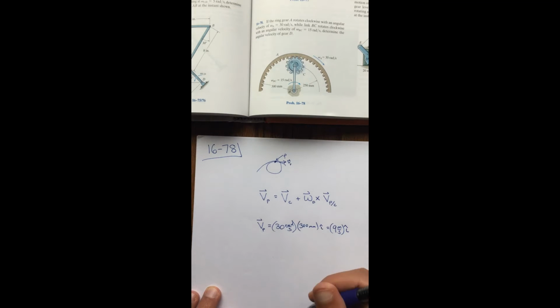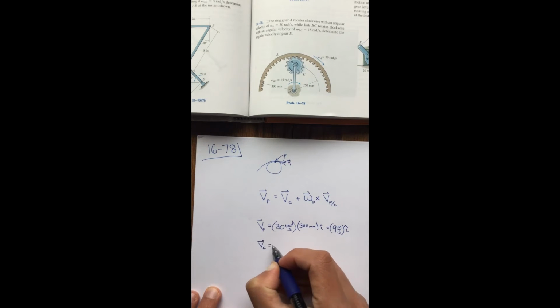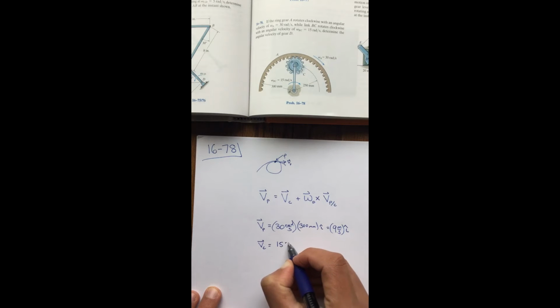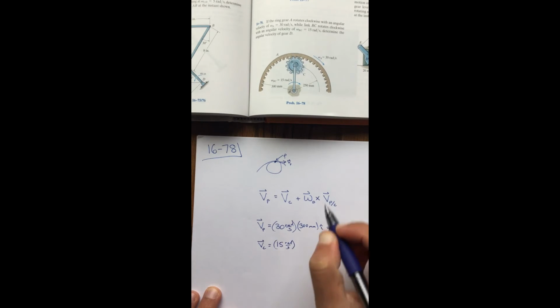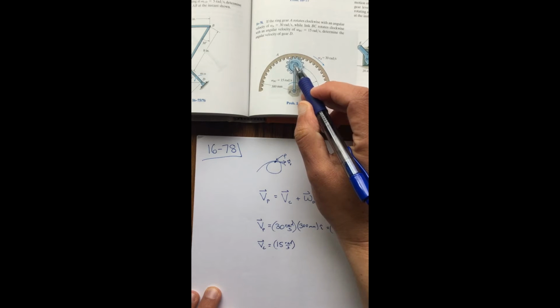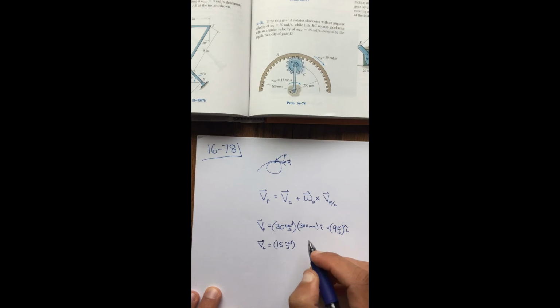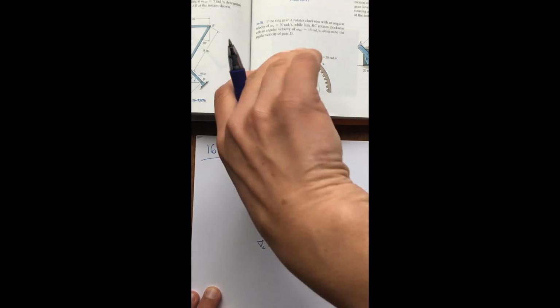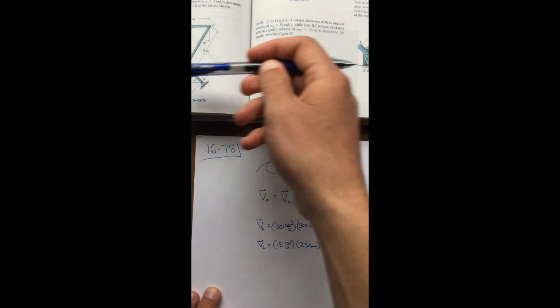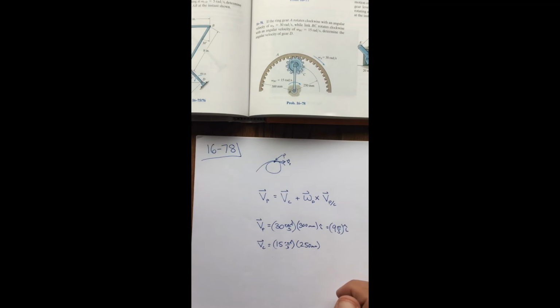Then for the velocity of point C, we know this angular velocity here is 15 radians per second. The distance from point B to point C is 250 millimeters, shown there. If the angular velocity is clockwise, which is this way, point C will also be moving in the positive i hat direction, and in meters per second, this gives us 3.75.